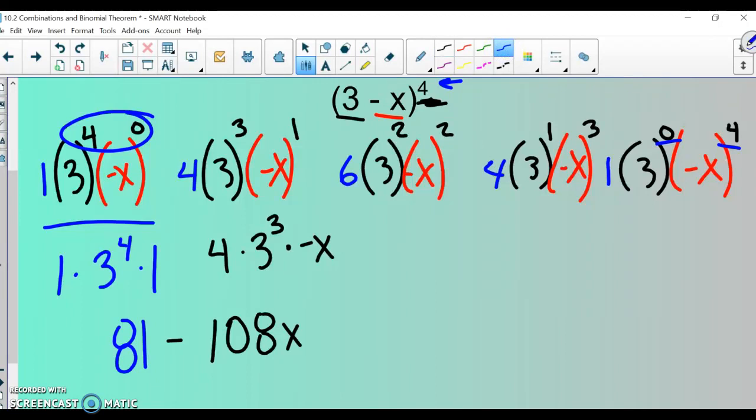My next term will be 6 times 3 squared is 9. In negative x times negative x will just be positive x squared. So my whole term will be plus 54x squared.